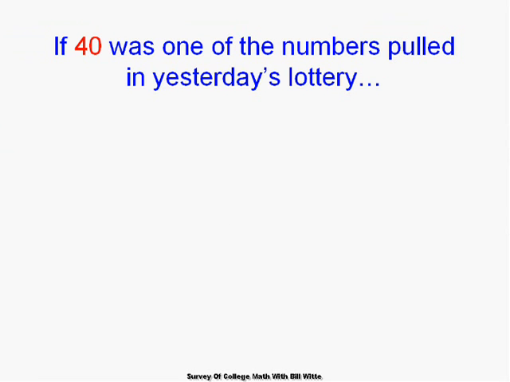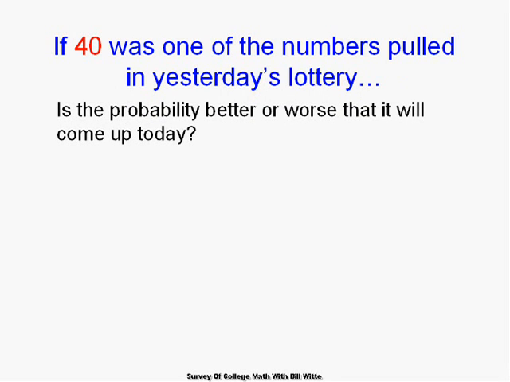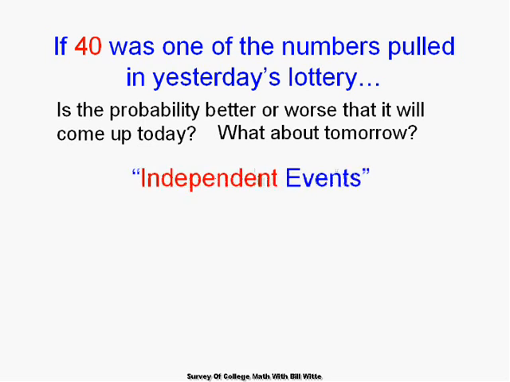Okay. Well, consider. Let me give you a situation. If 40 was one of the numbers pulled in yesterday's lottery, what I'm pondering is, do you think the probability is better or worse that it will come up today? Pay attention, son. This is for your own good. What about tomorrow? Even if it came up yesterday and today, is the probability better or worse that it'll come up tomorrow? Well, you need to know that those are completely independent events. It could come up all three days or not. They have nothing to do with each other. In plain English, I would say they have nothing to do with each other.